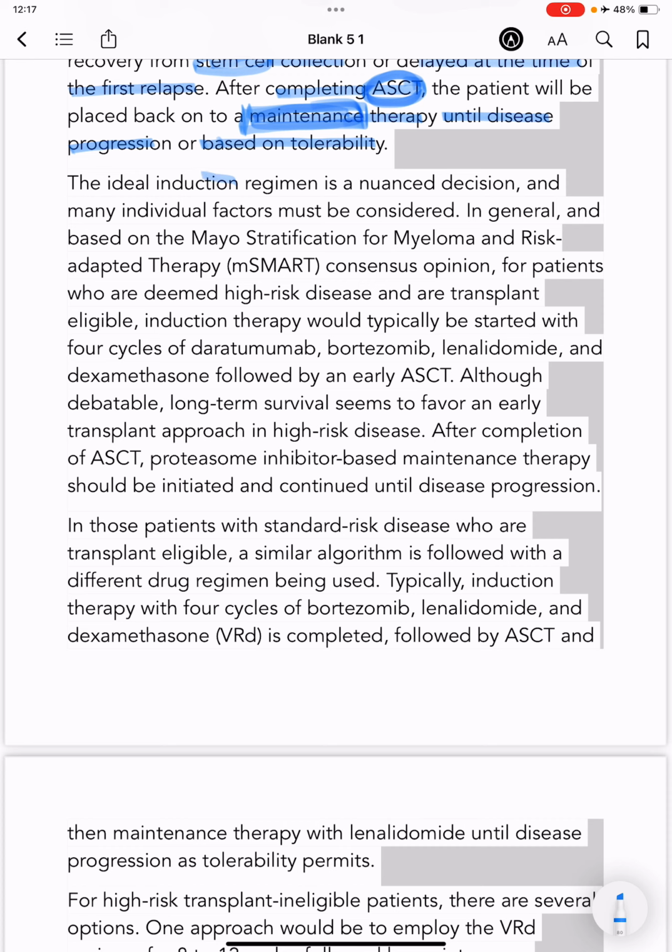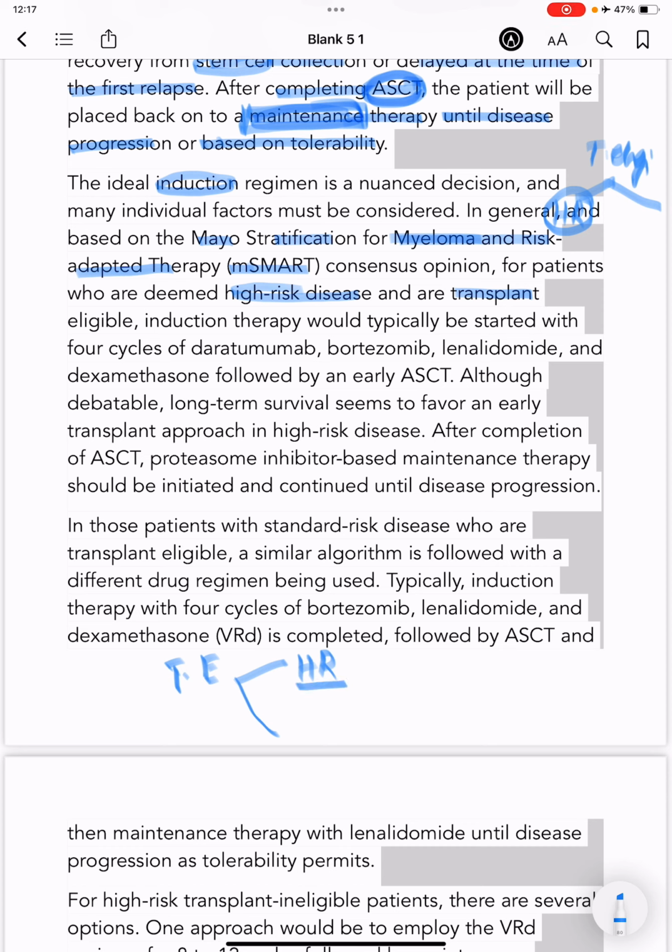So what are the ideal induction regimens? What are the induction regimens used to decrease the tumor burden? In general, based on the Mayo stratification for myeloma and risk adapted therapy, the mSMART consensus opinion, for patients who are deemed high risk disease and transplant eligible. I have selected one transplant eligible patient, but this patient is a high risk patient.